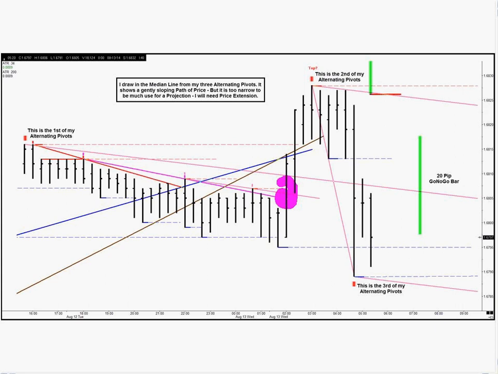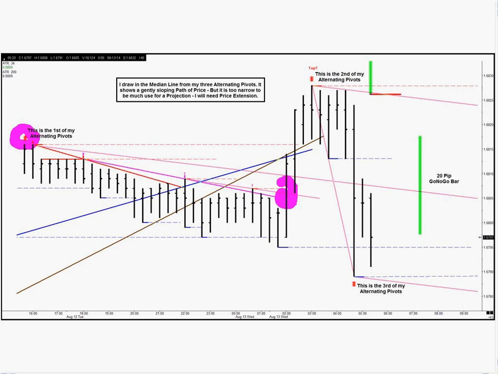It does, forms a range, falls out of bed. Most of the people are saying, oh, well, that's it. I got to get short now. They're chasing. They're doing impulse trading. Instead, what am I going to do? I draw in a simple median line. I already had, this is my first alternating high. This is my, I get this drawn backwards.